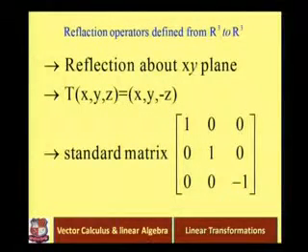We can also define a reflection operator from R3 to R3. It's quite simple, because in reflection about the xy plane, the x and y coordinates are the same, but only the z coordinate becomes minus z. So T of (x, y, z) is equal to (x, y, minus z). The standard matrix is 1 0 0, 0 1 0, and 0 0 minus 1. Because the first coordinate is x, what is the coefficient of x, y, z? 1 0 0. The second coordinate is y. What is the coefficient of x, y, z in the second coordinate? 0 1 0, and similarly for the third row.